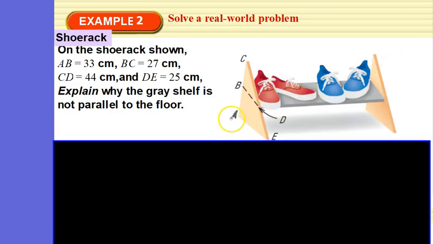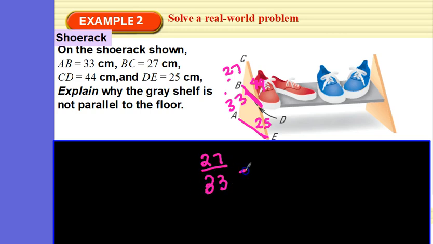Alright, so on a shoe rack shown, AB is 33, BC is 27, CD is 44, and DE is 25. Explain why the gray shelf is not parallel to the floor. So we want to see, is this parallel to the floor? Well, if this was parallel to this, then this is to this as this is to this. If that doesn't work, then it's not parallel. So let's check it out.